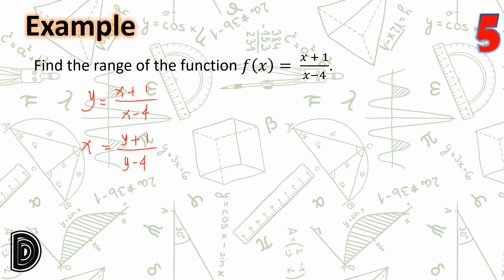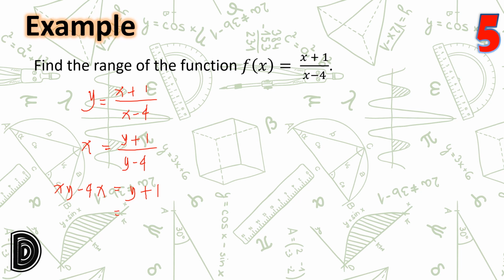The next procedure is to solve for y in terms of x in the resulting equation. Multiplying both sides by y minus 4, we'll have xy minus 4x is equal to y plus 1. Writing the equation in such a way that all terms with y variable be on the left side and those without the y variable be on the right side.